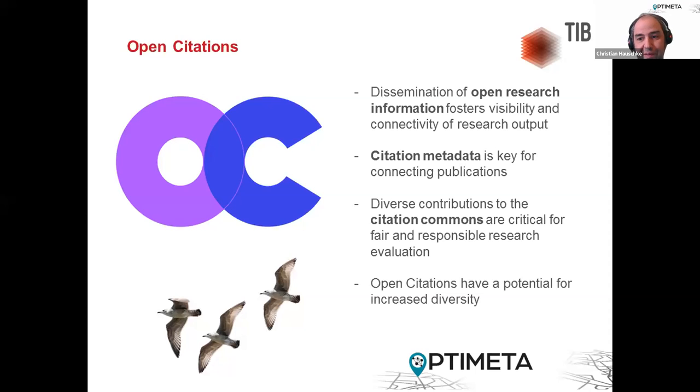There's a solution that was just presented. So it's the Open Citation Initiative with all its indexes and activities. And our idea is that the dissemination of open research information will foster visibility and connectivity of research output. And we think that citation metadata is the key for connecting these publications and to make them more visible. And we see the Open Citations Initiative as a chance to get a more diverse scholarly research information commons to include other journals, other subjects, other languages that are currently excluded from all these citation indexes. So Open Citations has ensured a potential for increased diversity, or bibliodiversity as it's sometimes called.